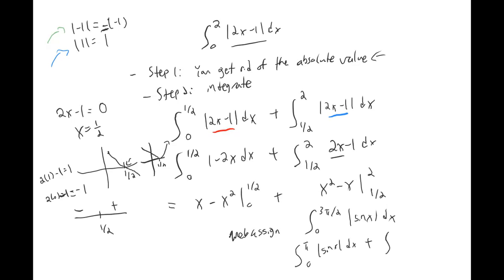Plus the integral from pi to 3 pi over 2, right? Because sine is like this. From 0 to pi is positive, and then from here to 3 pi over 2 is negative. And then same idea as the one we just did. From 0 to pi is positive, so this just becomes sine x. Absolute value does nothing to the positive things. And then here it becomes negative sine x.